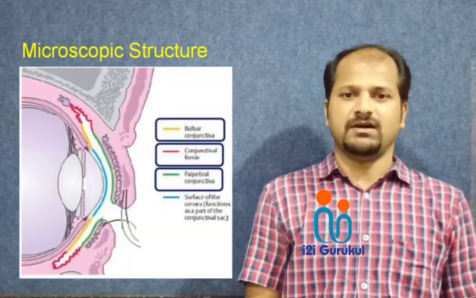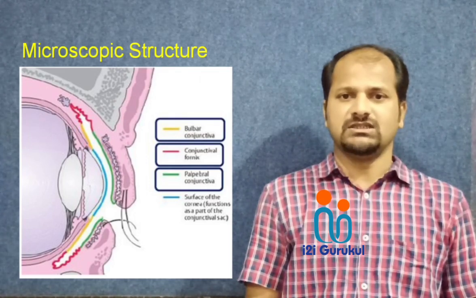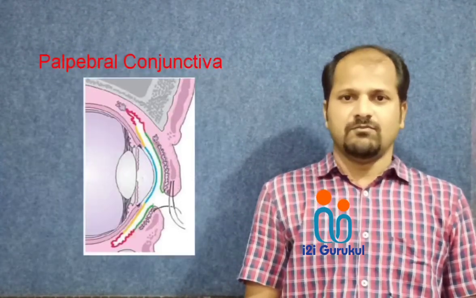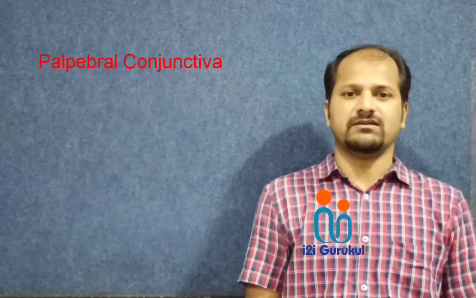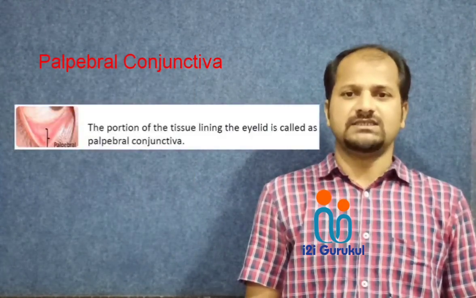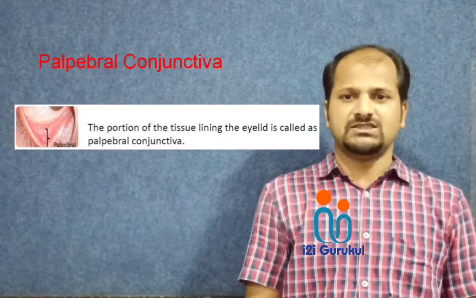Also, the conjunctiva will show three regions: the palpebral, the bulbar and the fornix. So now we'll go through the palpebral structure. Palpebral conjunctiva is divided into 3 parts: marginal, tarsal, and orbital. The palpebral conjunctiva is the inner lining of the eyelid, which shares the blood supply with the eyelids. Now we are going to discuss all these 3 parts.